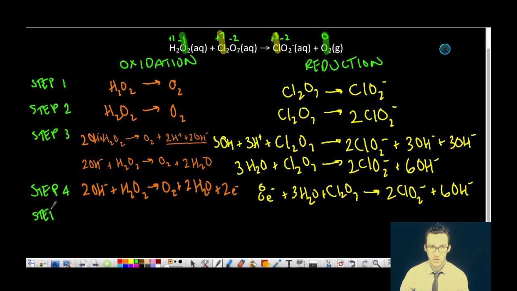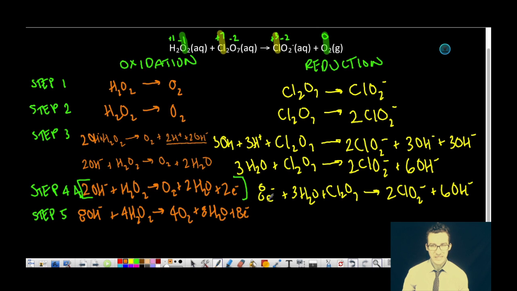Step 5 is where you have to watch out. Maybe you have to give a multiplier here because you can't gain any more electrons than you lose, or moles of electrons. And so as you look at this, we're losing 2 electrons, but somehow gaining 8, which means we have to multiply our oxidation half reaction by 4 to give us 8 hydroxide plus 4 hydrogen peroxide forms 4 oxygen, 8 waters, and 8 electrons to match the number of electrons gained in the reduction half reaction.